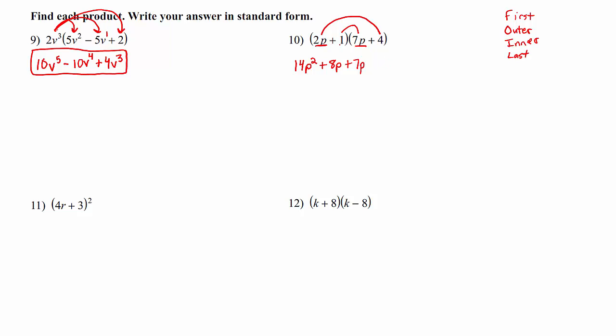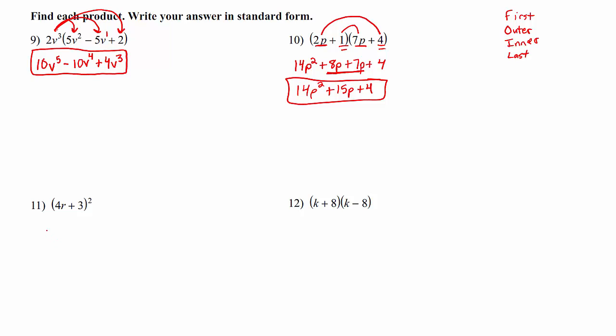And then last, we would do what's left over, which is also the last term in each parentheses, which is 1 times 4. What should happen the majority of the time is that these middle terms are like terms, and so we will add them together. Remember, when we add like terms, instead of multiplying, that it stays p and we just do 8 plus 7. So this is 15p in the middle, and it is in standard form.